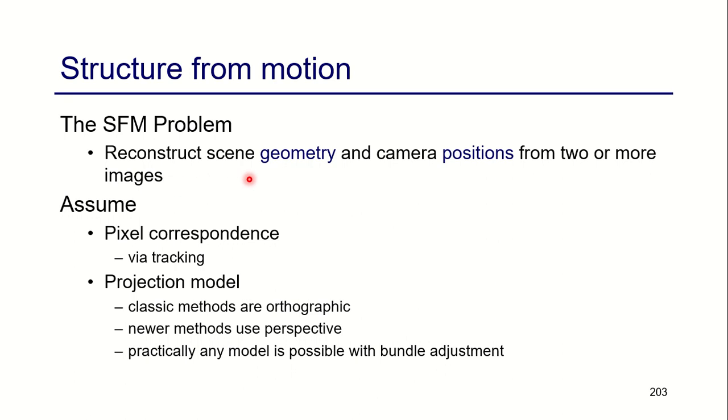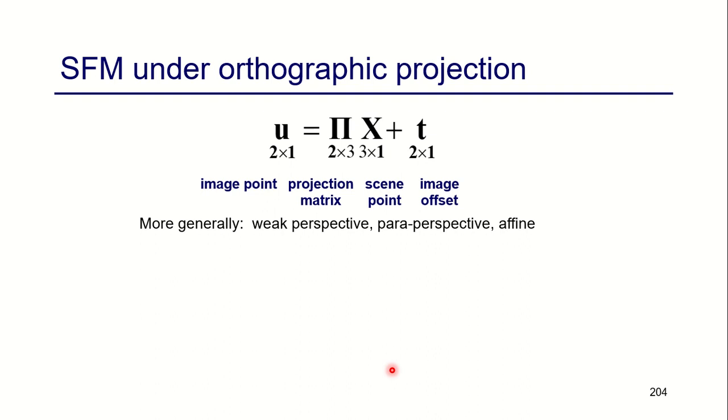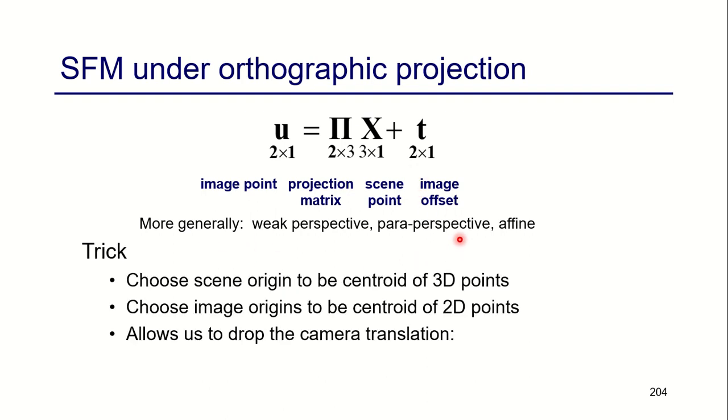So in the SFM problem, you have to reconstruct the scene geometry and camera positions from 2 or more images. Assume pixel correspondence via tracking, and these are the projection models. Classic methods are orthographic, newer methods use perspective, and practically any model is possible with bundle adjustment. Under orthographic projection, this is the image point U, this is a 2x3 projection matrix, the scene point is 3x1, and the translation is the image offset, which is a 2x1. And most generally it is weak perspective, or para-perspective, often.